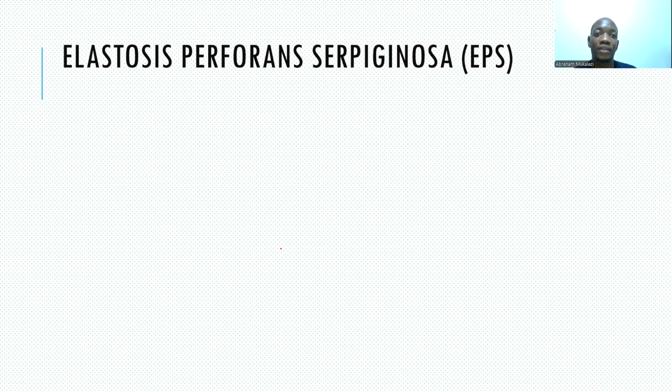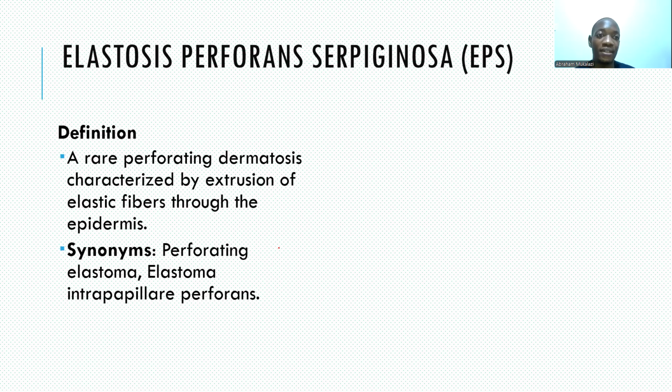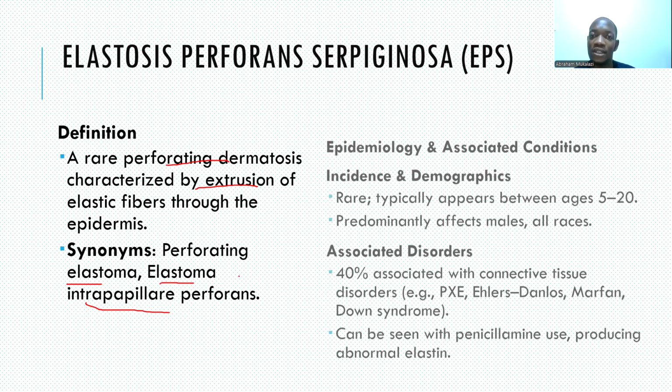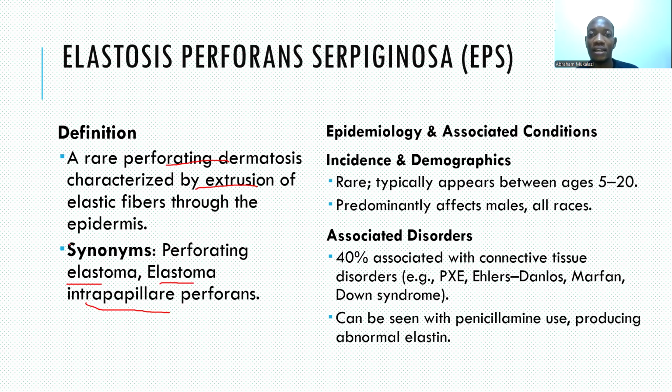Okay, so when you go to elastosis perforans serpiginosa, or EPS, this is also a rare perforating dermatosis characterized by extrusion of elastic fiber through the epidermis, and in this case it can also be called perforating elastoma. As we've seen, the names have been changing over time, or some people call it elastoma intrapapillary perforans. That is the name the first person who described it gave it. It is a little bit rare, but typically it occurs between the ages of 5 and 20 years, predominantly affecting males, and it can occur in all races.